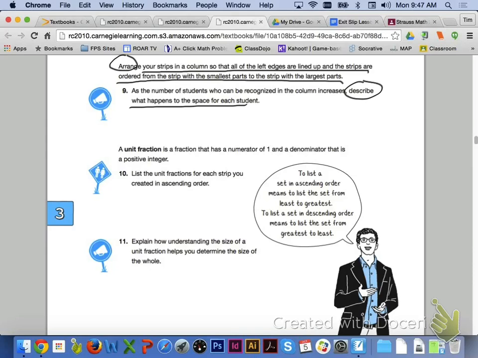Let's take a look at the top of page 132. I want you now to arrange your strips in a column so that all of the left edges are lined up and the strips are ordered from the strip with the smallest parts to the strip with the largest parts. And now answer number 9 with your group members. As the number of students who can be recognized in the column increases, describe what happens to the space for each student.